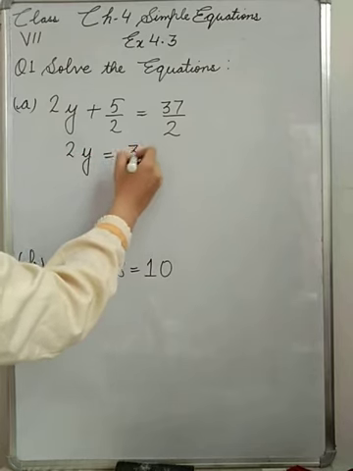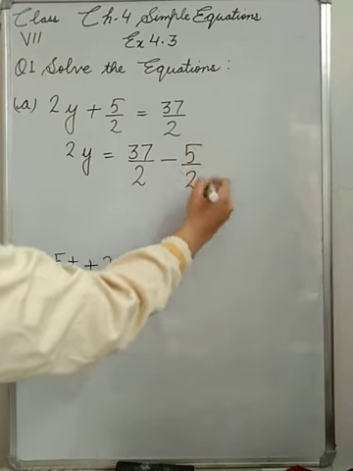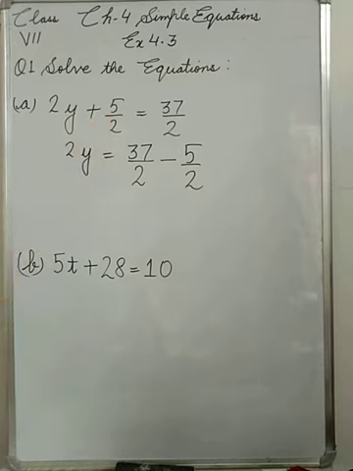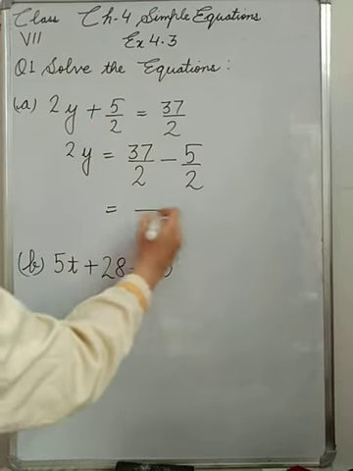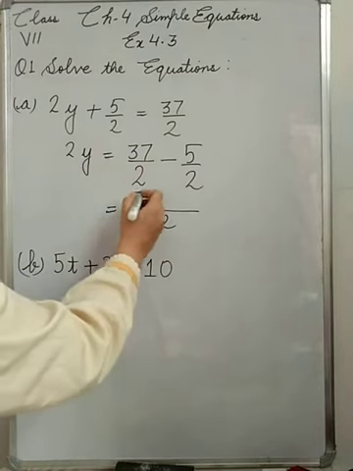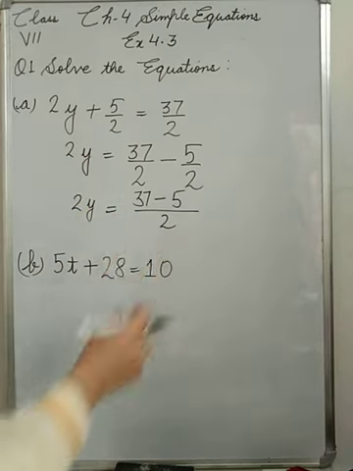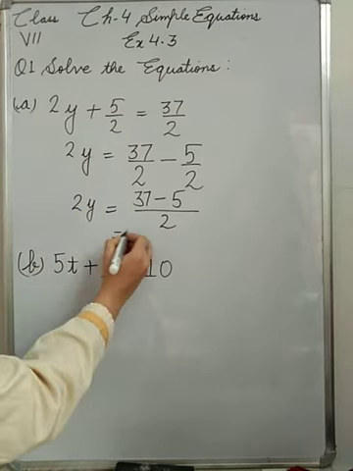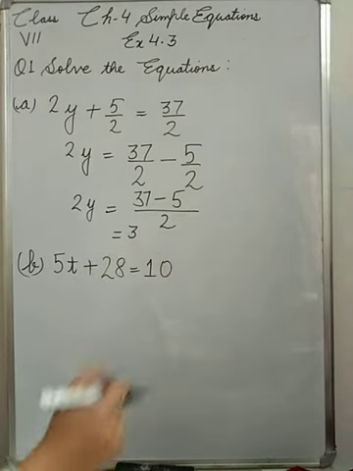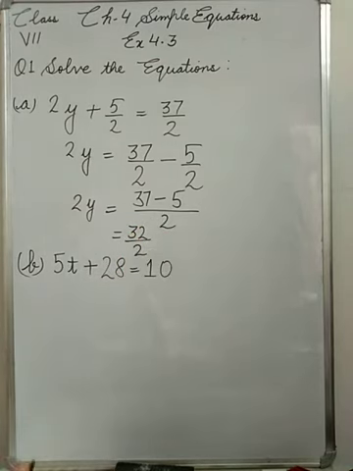2y equals 37 by 2 minus 5 by 2. Here plus 5 by 2 comes to this side and becomes minus 5 by 2. So see, the LCM of 2 and 2 is 2, so 2 ones are 2, and the numerator above will remain the same. Okay, now 2y equals this. Now 37 minus 5, what will it be? 32. Okay, now 32 upon 2.